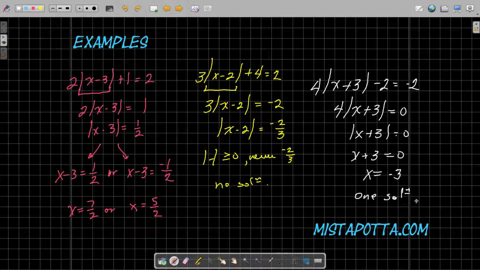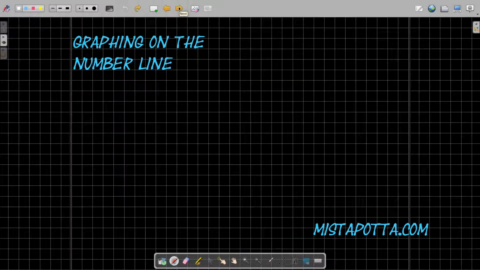So we can have all these different combinations, all these different possibilities when we're trying to find a solution to an absolute value equality. Of course, the question then comes, what if I'm looking for an absolute value inequality? In other words, graphing on the number line.